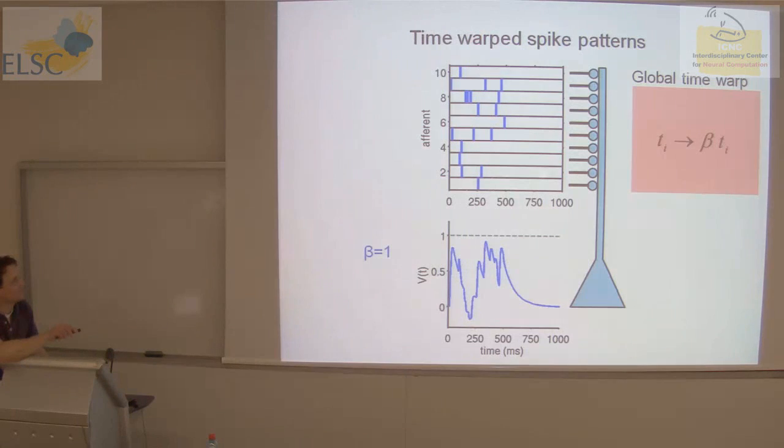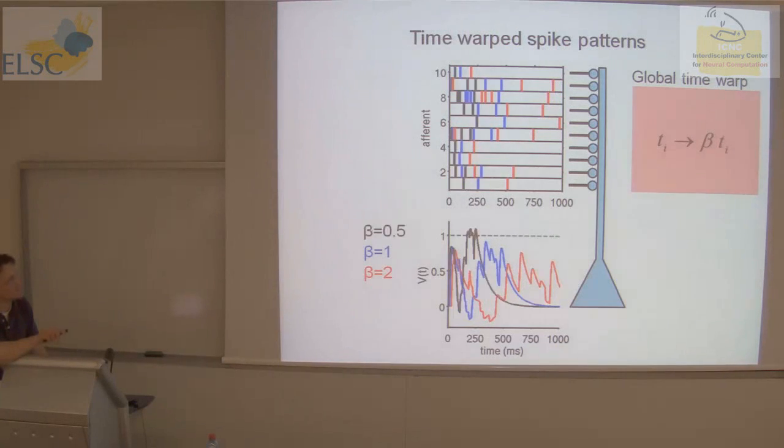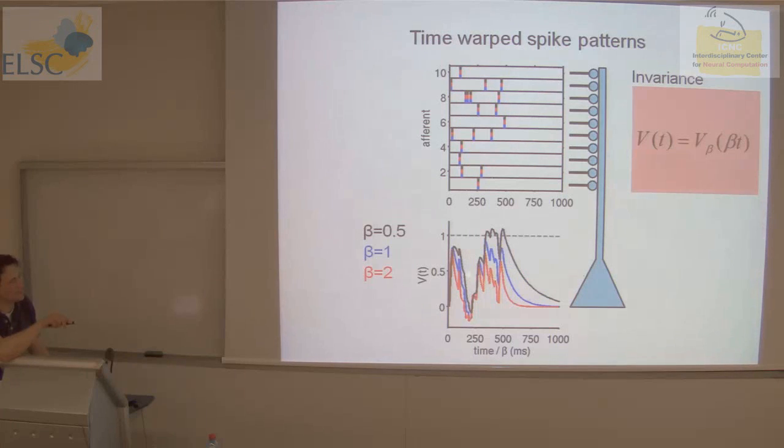Now we have a spike train here that generates a voltage trace. If we stretch the times of the spikes by a factor of 2, we get a new voltage trace, and if we compress, we also get a voltage trace. If I rescale each voltage trace on the time axis and overlay them, what you see here is an example of not time warp invariance, because this was just a point neuron model. We're not in the high conductance regime, so the voltages are very different.